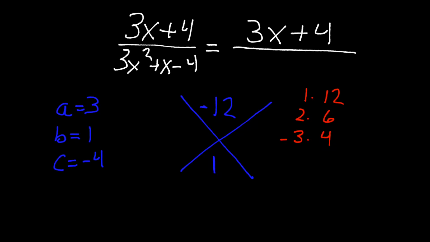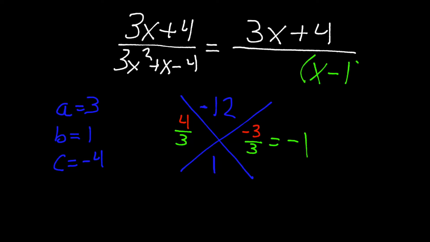And hopefully you say -3 and 4. That is correct. So we've got 4 and -3. Doesn't matter what side you put them on. Those two multiplied together will give us -12. Added together will give us 1. Now, a was 3. So I have to divide both sides by 3 if I want this to work out correctly. -3 divided by 3, that's a -1. That simplifies down, meaning we're going to have a factor of x minus 1.